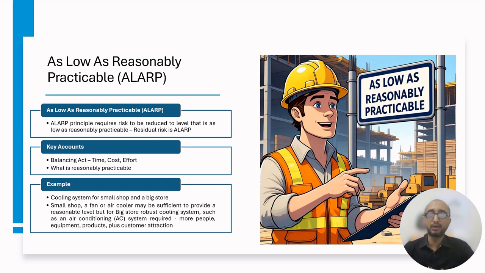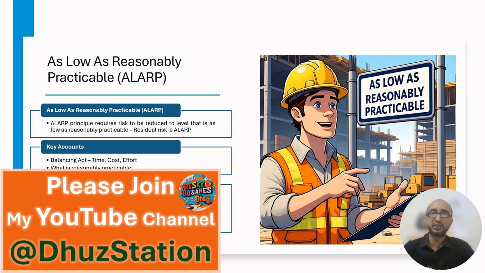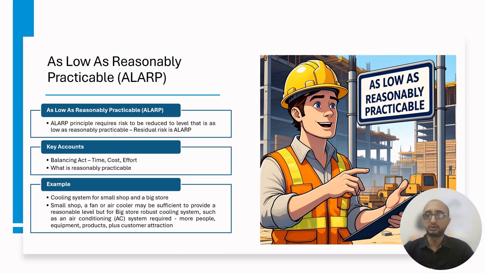As more people are visiting it, there is more equipment and more material. So he needs a more sophisticated and more effective system so he can control the hazard effectively. So the store will go with something more sophisticated like ACs, chiller systems, or centralized air conditioning systems. This way you see that the balancing act between the benefits, cost, time, and effort is different for the two organizations. So reasonably practicable for one organization is a simple fan or cooler system, and for the other it is more sophisticated and comprehensive.